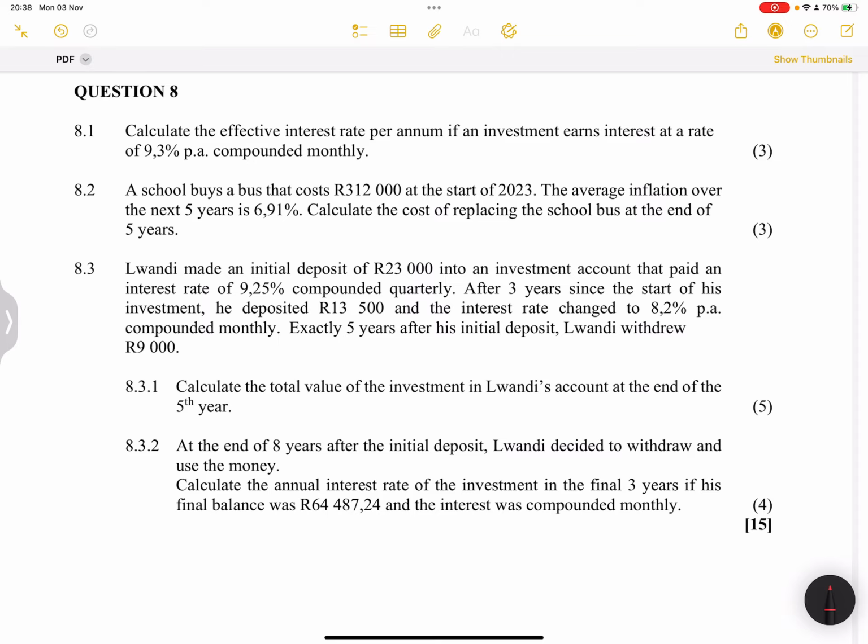So we are looking at question 8, which is on financial maths. We've already done questions 1 up until 7.